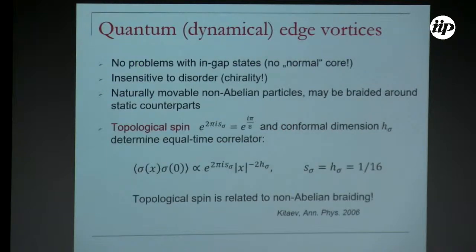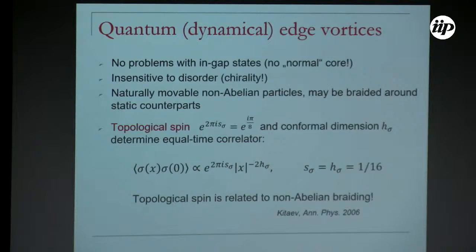So again, there are no problems with in-gap states. We have no normal core. They're insensitive to disorder, the naturally movable non-abelian particles. You can braid them around static counterparts. So if there is a bulk vortex inside the sample, or you can braid them around themselves. And the braiding here is really hidden in the equal time correlation function of this sigma operator.